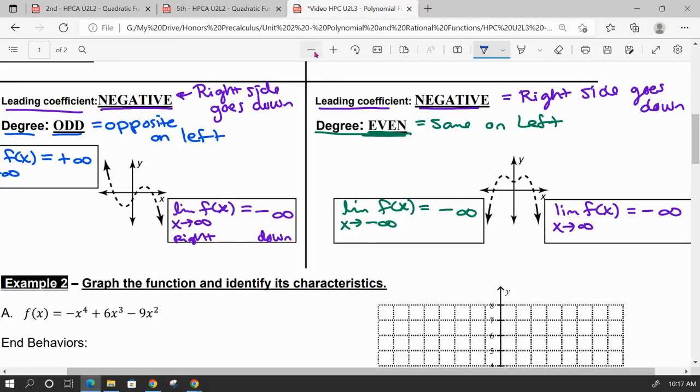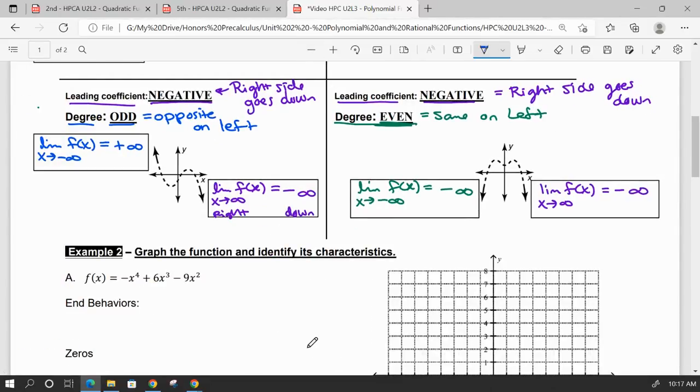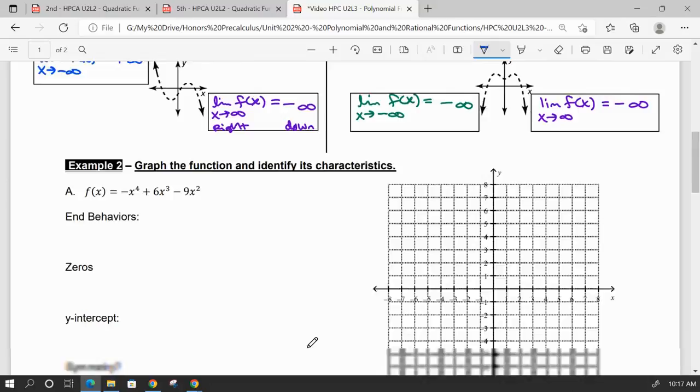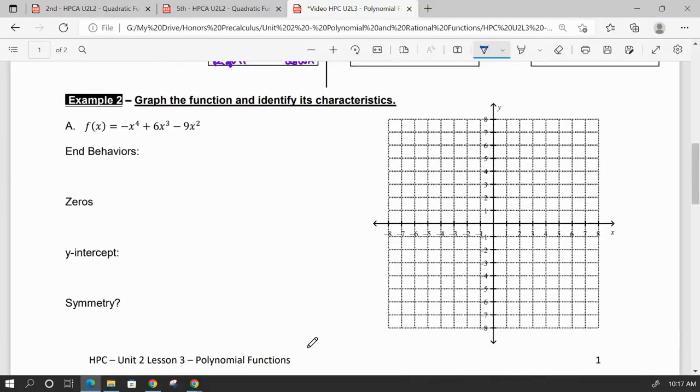All right, let me make that a little smaller so you can see it all. Okay, example 2. We're going to graph the function and identify all of its characteristics. Let's start with our end behaviors. Your leading coefficient, or LC, equals -1. So that tells me that the right side of the graph goes down.